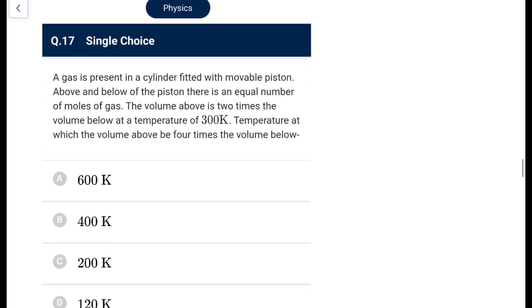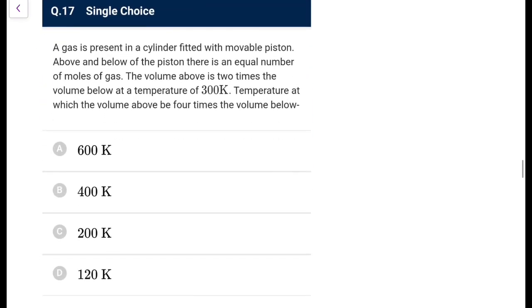So again a mistake. A gas is present in a cylinder fitted with a movable piston. Above and below the piston there is an equal number of moles of gas. The volume above is 2 times the volume below at a temperature of 300 Kelvin. Temperature at which the volume above will be 4 times the volume below. I don't think I understand what it wants to say. There is some sort of a typo error. I feel it must be there. Let me try one thing.